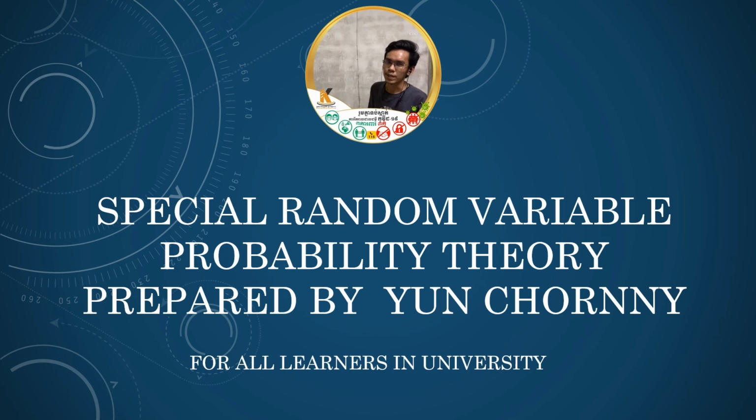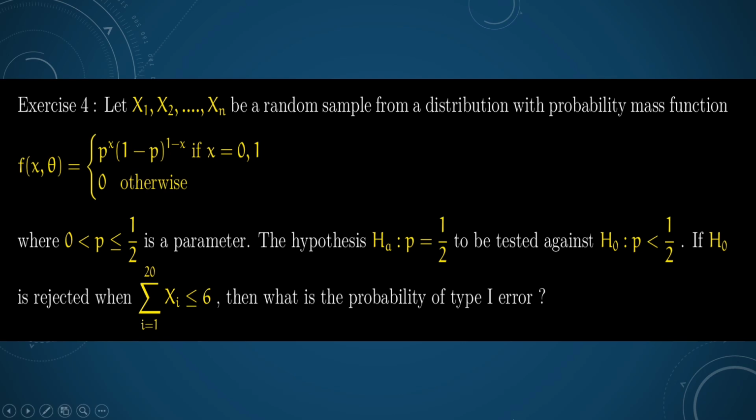So here we talk about the subject of statistics and probability, which means statistical theory. Please look at our exercise. I choose exercise number 4 to present to all of you. In exercise number 4, we let h1, h2, up to hn.